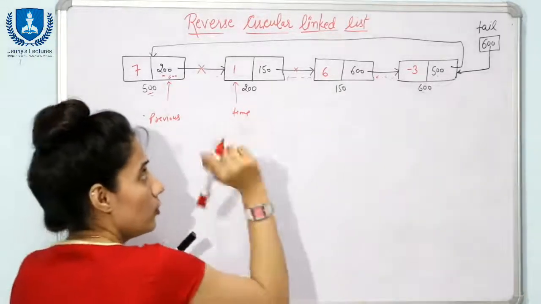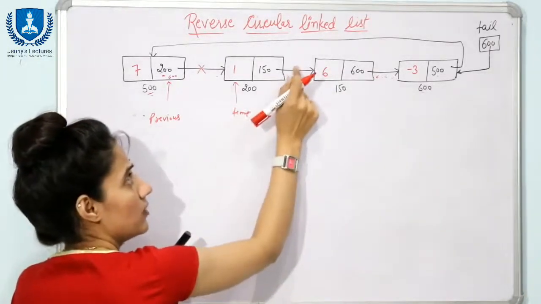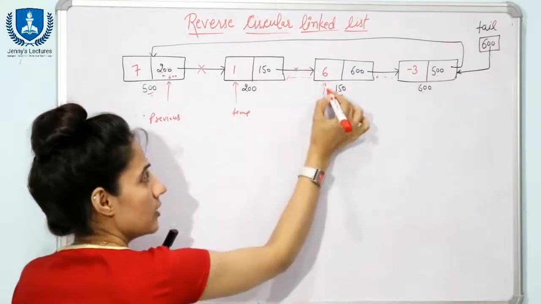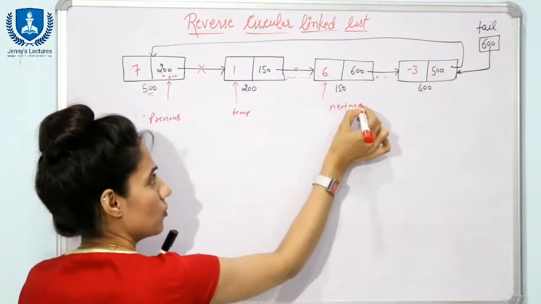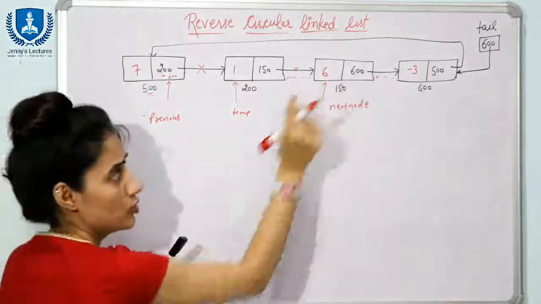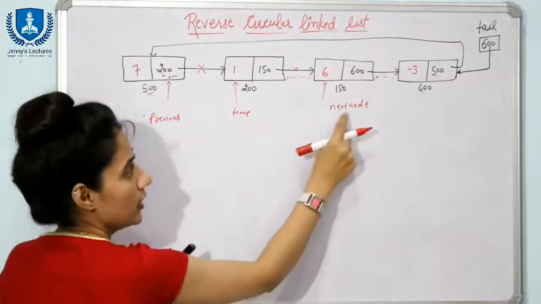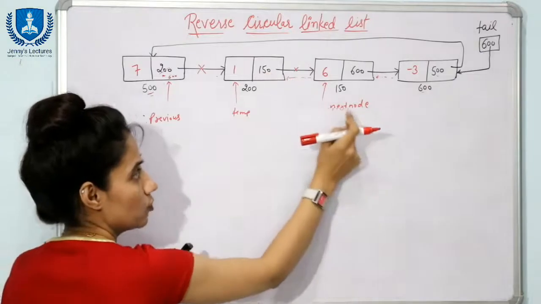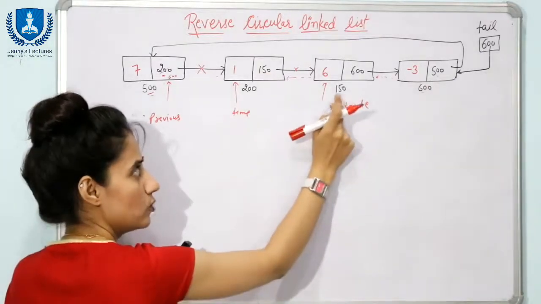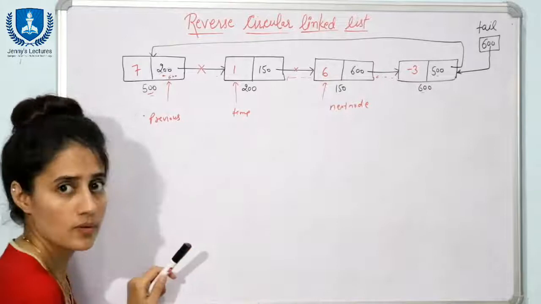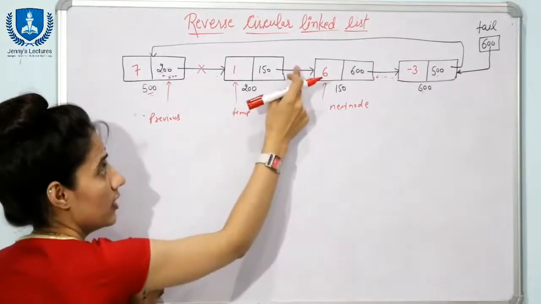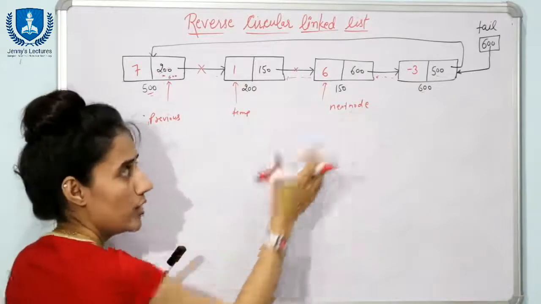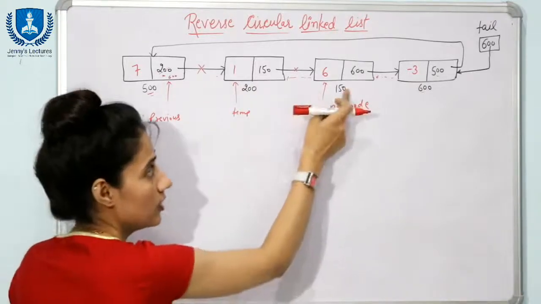Fine. Before breaking this link, before setting 500 here, what you can do is set a third pointer, suppose next node, to this node. And how can you do that? In next node, we can write next node is equal to temp of next, that is 150. So here in next node we will have 150, so this will point to here. So now you can break this link, you can set temp of next is equal to previous, and we have a pointer to next node also, so we can reach till this node, right?